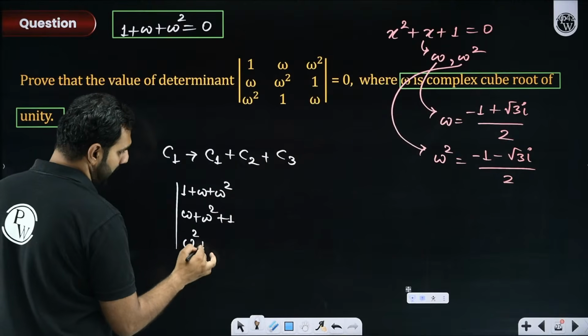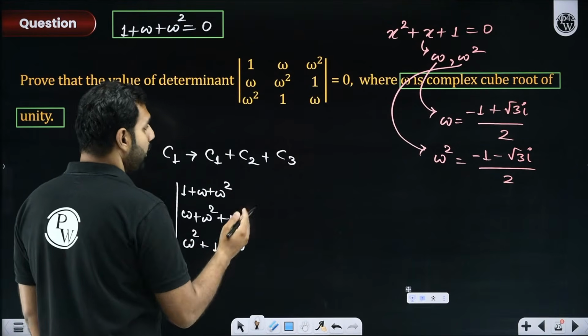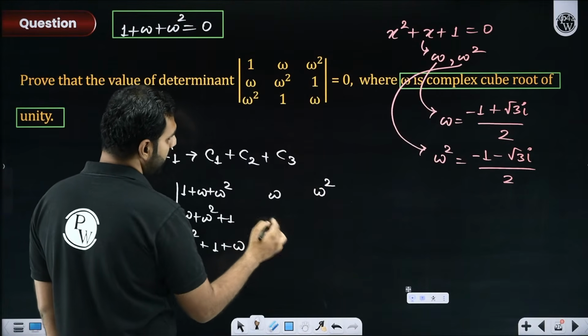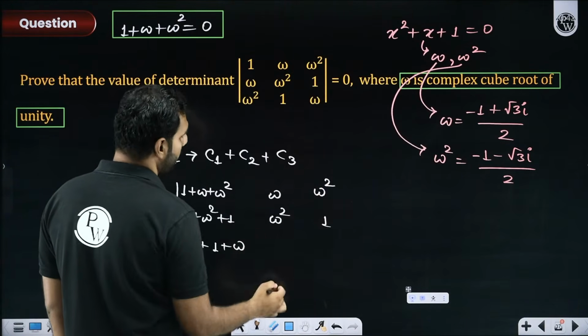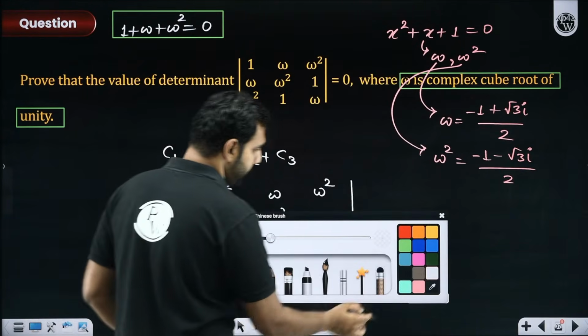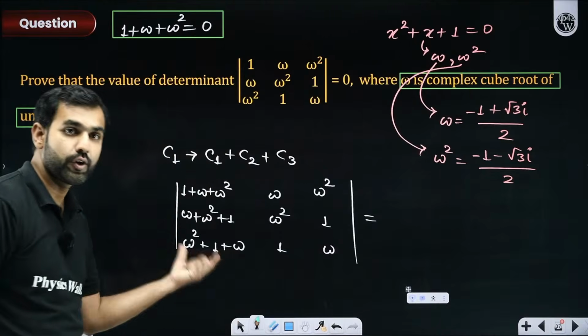So it will be omega square plus 1 plus omega. What about column 2 and column 3? They are remaining unchanged. So omega square, 1 and 1, omega. With that, can you help me with this first column here?